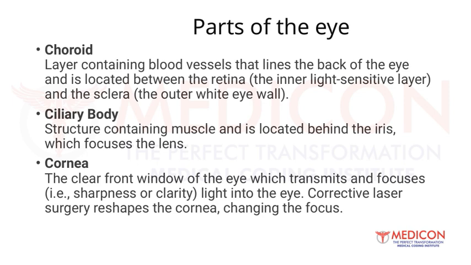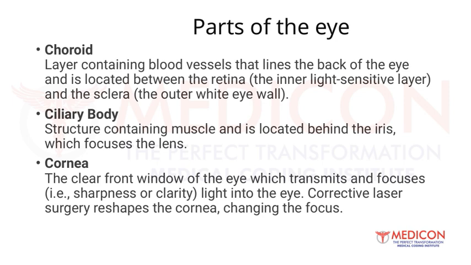Next, there's the ciliary body. This structure contains muscle tissue and is located just behind the iris. Its main role is to help focus the lens, allowing us to see objects clearly at various distances. It's a vital part of the eye's focusing mechanism.